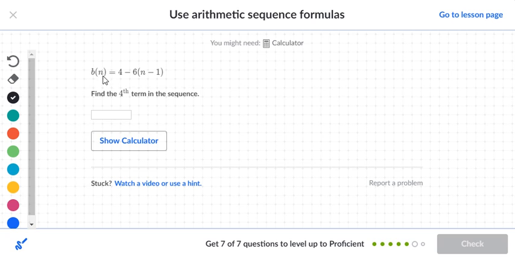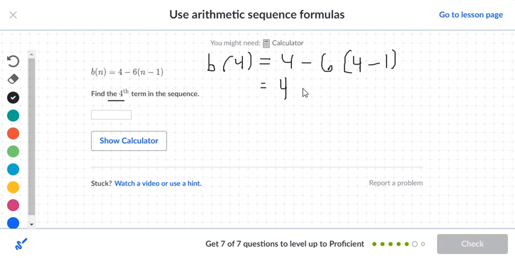Here we have only one level. One level, we're finding the fourth term. So we're going to say b of 4. So b of 4 is equal to 4 minus the 6. We're going to replace the letter n now with a 4, subtract 1. Okay, we're going to do the order of operations. So we have the 4, we have the minus 6. Now we're going to work with the parentheses here. So 4 minus 1 is 3.